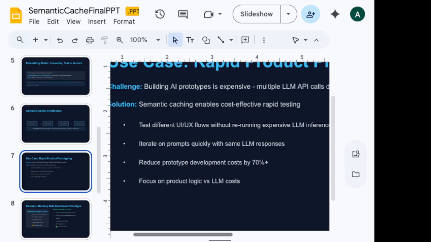Okay, so it reduces the prototype development cost by 70% because we don't need the operational cost of setting up our model in the inference itself, and a person can focus more on product logic rather than LLM costs.